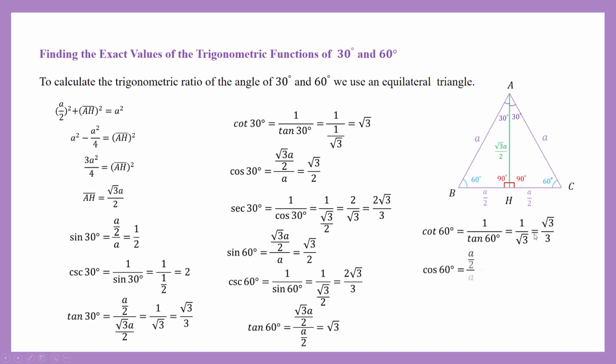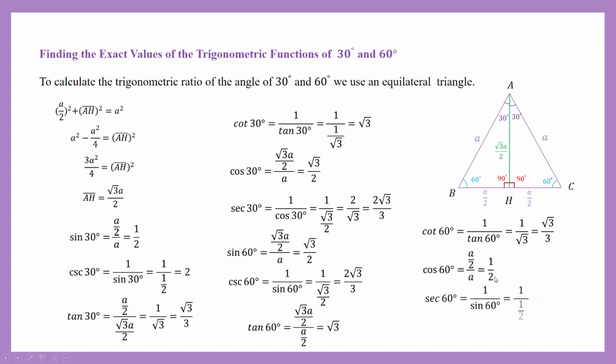Now let's find out the cosine of 60 degree. For finding cosine of 60 degree, we should find out the ratio of the adjacent side of 60 degree and hypotenuse, which is a by 2 divided by a. If we simplify this fraction, we will get it is equal to 1 by 2.